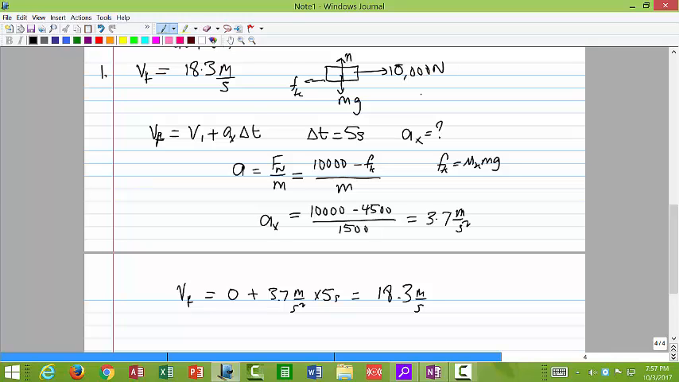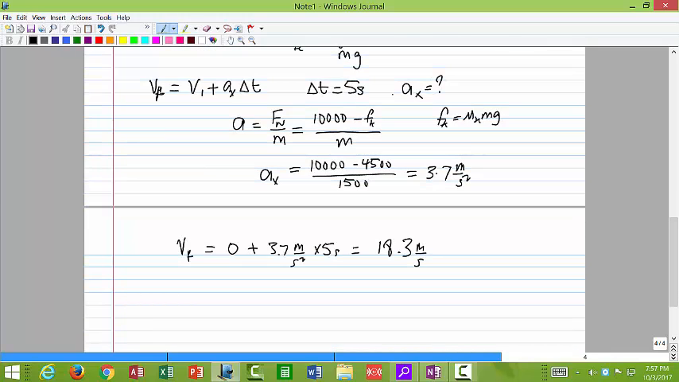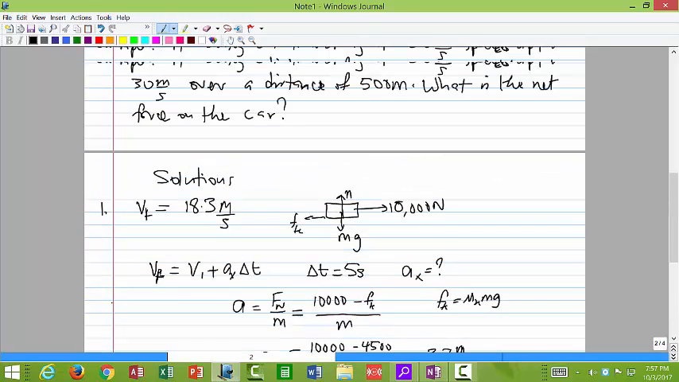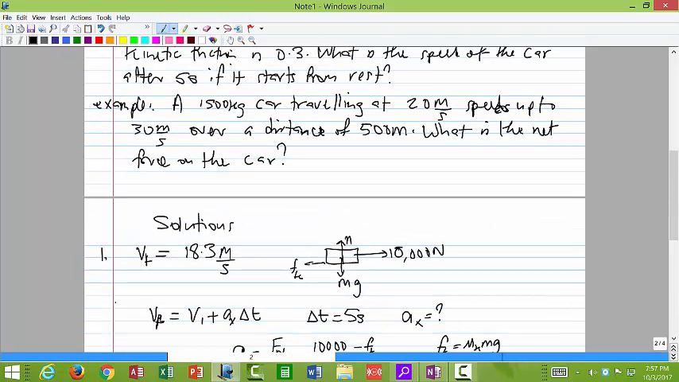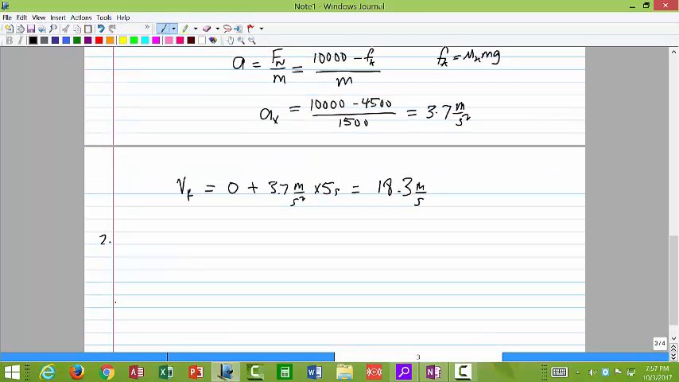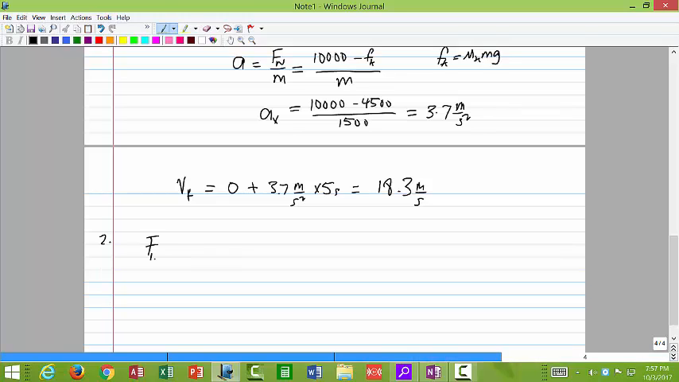Did anybody get a different answer from that? Any questions? Okay, and then the next exercise is example 2. A 1,500 kilogram car traveling at 20 meters per second speeds up to 30 meters per second over a distance of 500. What is the net force on the car? Okay, so net force F net equals what? 750. Okay, 750 newtons. By using Newton's second law, net force is equal to m times a. We know m is 1,500 and we don't know a. So how do we find a?